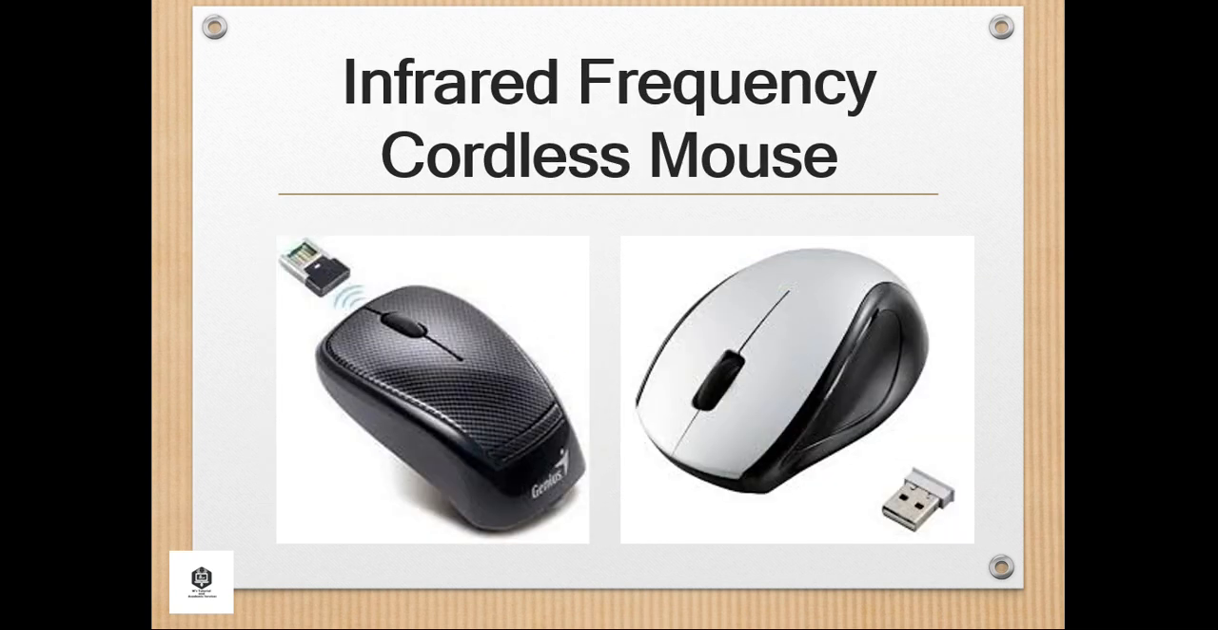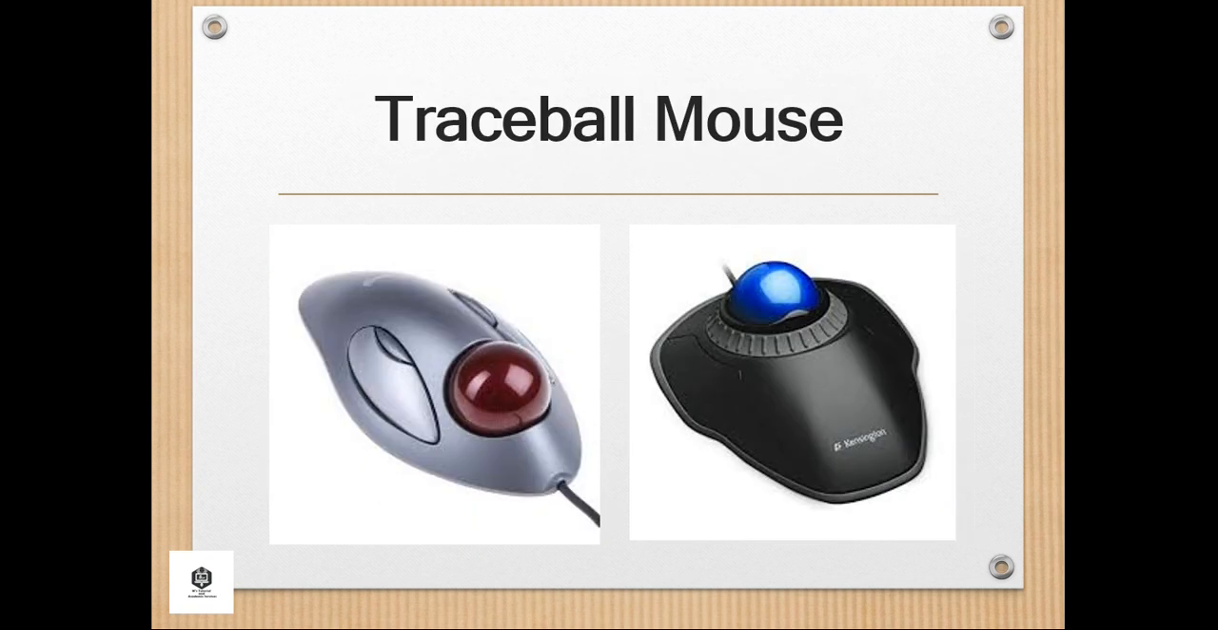Next is the infrared frequency cordless mouse. Cordless mouse is also known as wireless mouse, and these types of mouse are connected with computers with the help of different technologies such as Bluetooth, RF, or infrared radio waves. The computer has to contain a USB device that receives the signals from the wireless mouse.